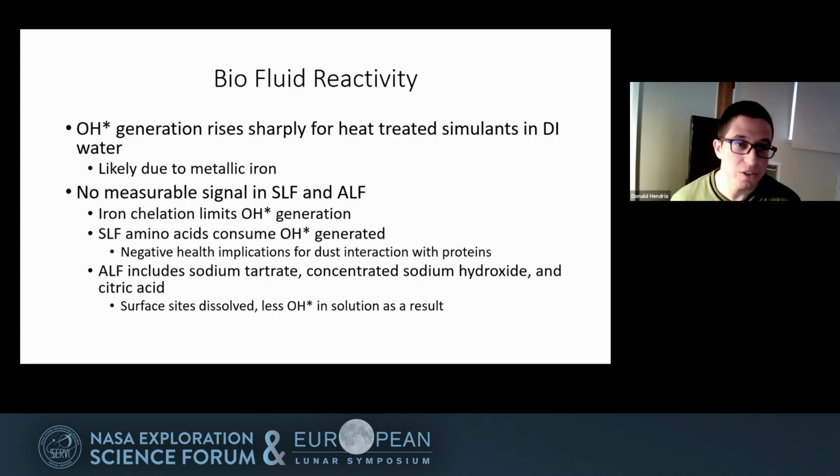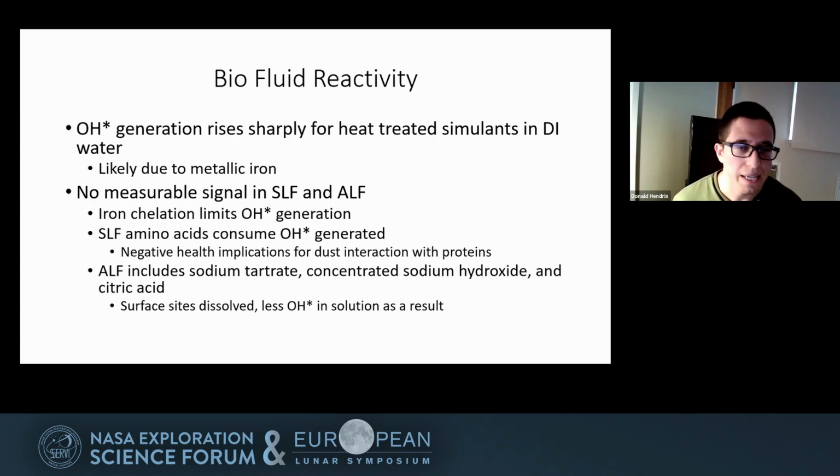And so first, we saw in DI water that heat treatment and reduction leads to a sharp increase in the reactivity. And that's very likely due to the presence of metallic iron. So there was no measurable signal in the simulated lung fluid or the artificial lysosomal fluid. So the first point I have here is that it may be possible that iron on the surface of these grains is being chelated, or bound to any of the electrolytes present in both of these simulant fluids. And if that iron is being bound, it's not able to participate in any type of chemistry that leads to the generation of OH radical.